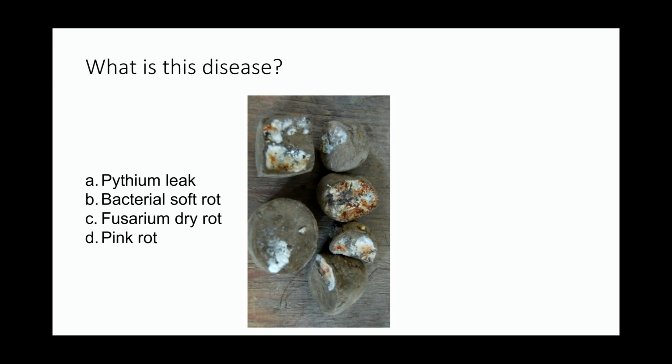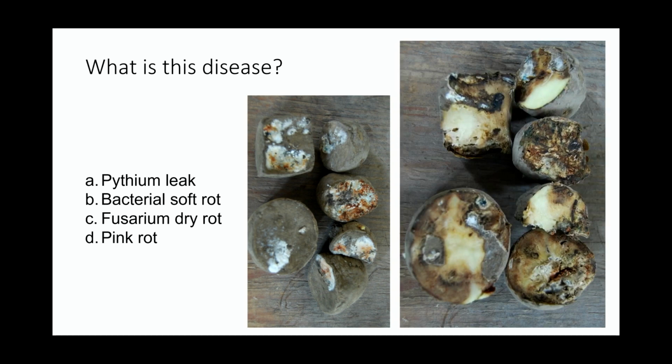We'll answer the question, and we'll talk just a little about these diseases and why it's important to make sure you have the right diagnosis. So if we start off, can you think of what this disease is right here? You've got potato seed pieces, they've got some fungus growing on them, and if you were to cut these surfaces, this is what you see. Is it pythium leak, soft rot, dry rot, or pink rot?